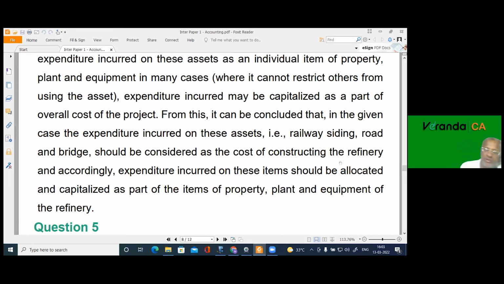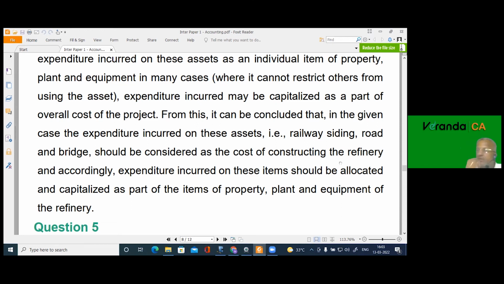The road, bridge, the sidings cannot be identified as an asset by the same name, but the expenditure they have incurred is likely to generate benefits to the refinery, and therefore there is no two opinion regarding capitalization. But you can't put it in the name called sidings, roads and bridges because you don't own it.